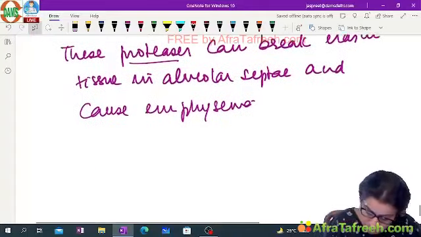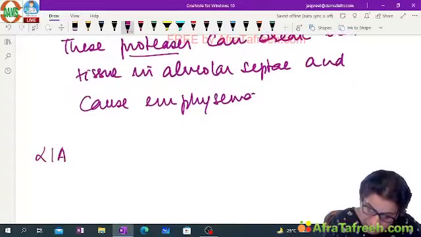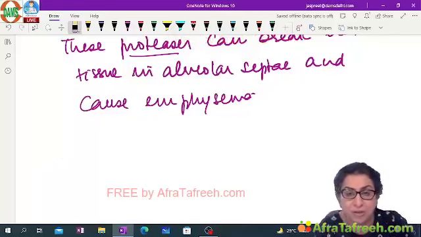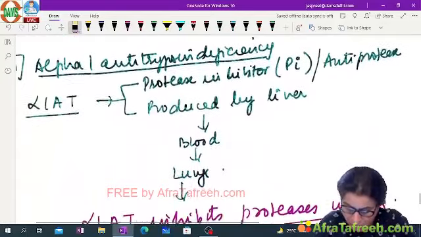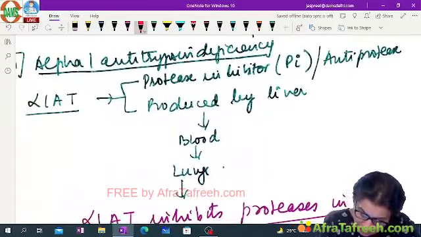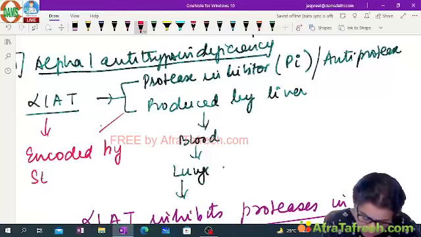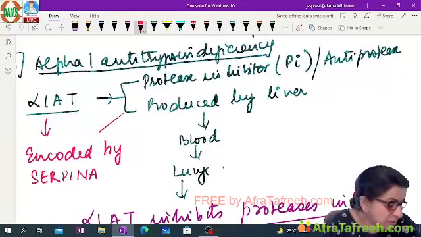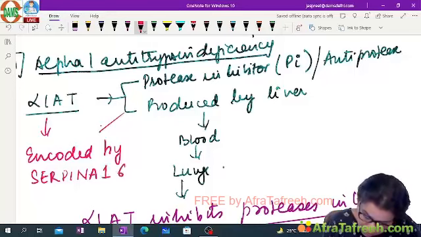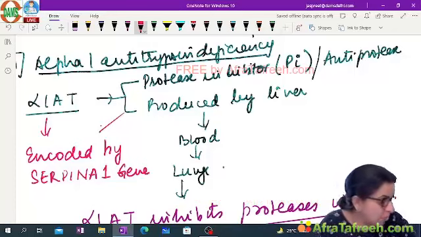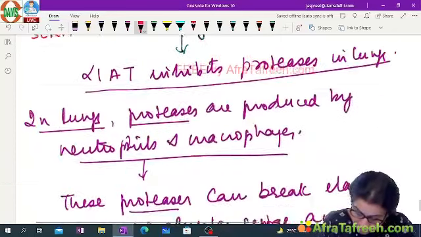Okay, now let us come to alpha-1 antitrypsin. The gene that produces this alpha-1 antitrypsin is called the SERPINA1 gene. So which is the gene that produces alpha-1 antitrypsin? That's called the SERPINA1 gene. Okay, now let us come to this.